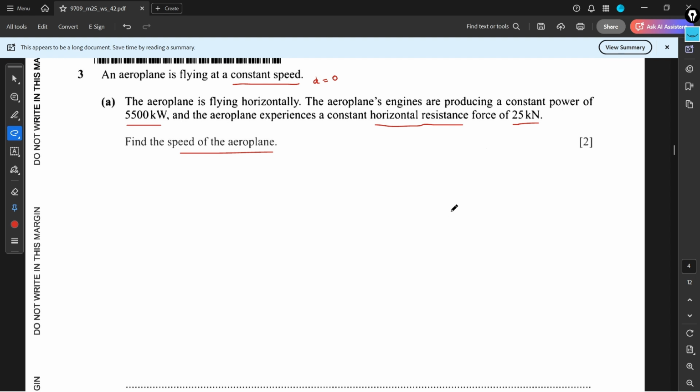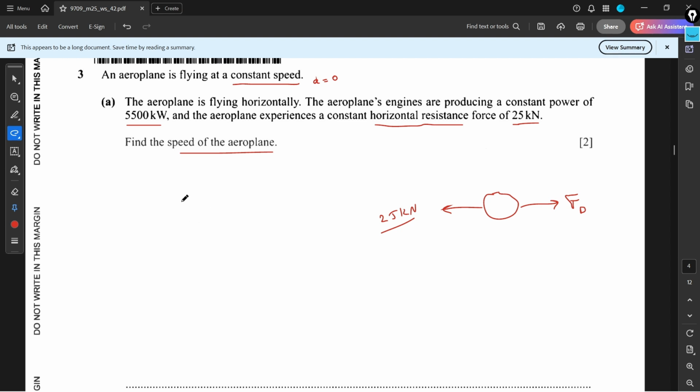Now, because I know that we have an airplane which is experiencing a backward force of 25 kilonewtons, and because it's traveling at a constant speed, we don't have any kind of acceleration. It means that the left force is equal to the right hand force. It is traveling in equilibrium. So my driving force will be equal to 25 kilonewtons. Now that I know the value of the driving force, I know the power used to produce this much driving force.